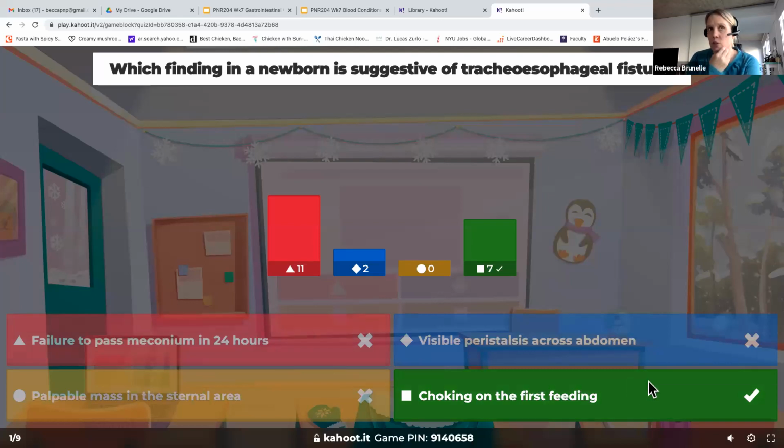So choking on first feeding indicates a tracheoesophageal fistula, where there's a connection between the trachea and the esophagus. When they eat, some of the formula falls into their lungs, so they tend to choke on their first feed. The palpable mass, a right upper quadrant mass, is associated with pyloric stenosis. And we didn't talk about visible peristalsis across the abdomen.